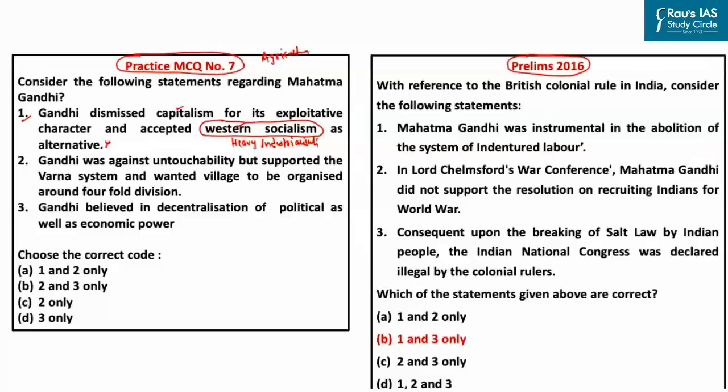Secondly, Gandhi was against untouchability but supported the Varna system and wanted villages to be organized around fourfold division. This statement is correct. Thirdly, Gandhi believed in decentralization of political as well as economic power. Even this statement is correct. So the right answer would be B, that is 2 and 3 only.